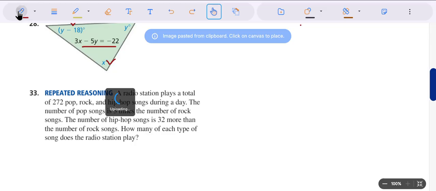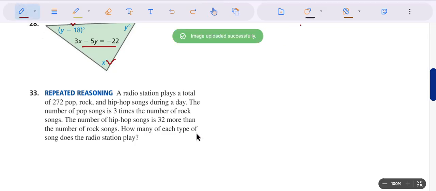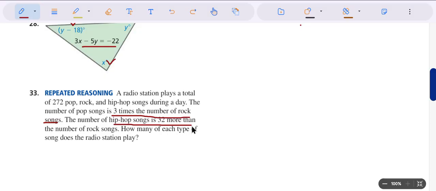Look at this, repeated reasoning. A radio station plays a total of 272 pop, rock and hip hop songs during a day. The number of pop songs is 3 times the number of rock songs. And the number of hip hop songs is 32 more than the number of rock songs. How many of each type of song does the radio station play?